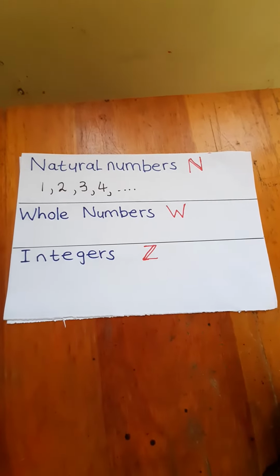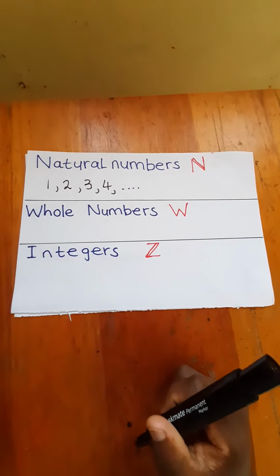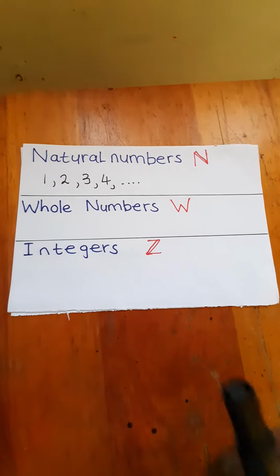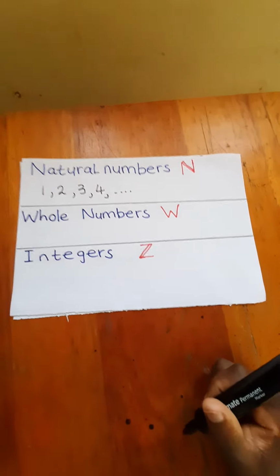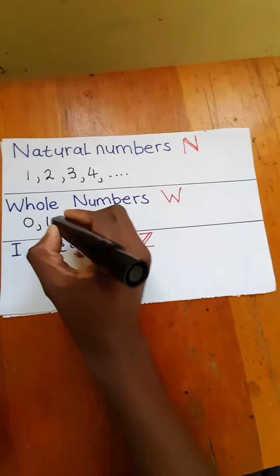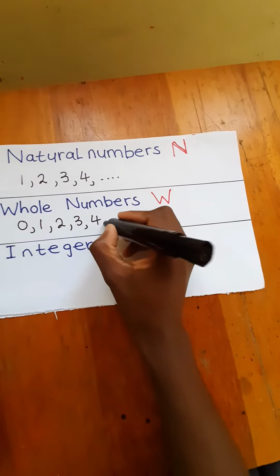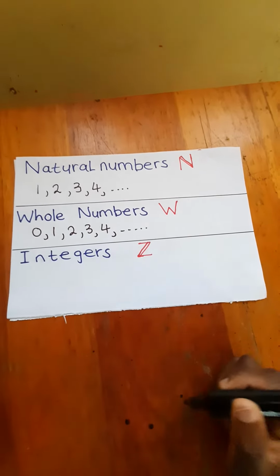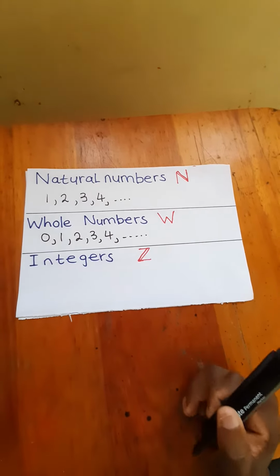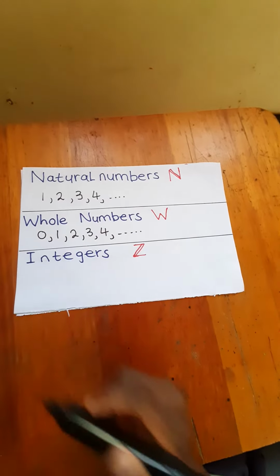Moving to whole numbers. What are whole numbers? If you are talking about whole numbers, you are talking about natural numbers plus a zero. So you will start from zero now. You say zero and 1, 2, 3, 4 up to positive infinity. So if you are talking about whole numbers, you will say these are natural numbers plus a zero. We are starting from zero.